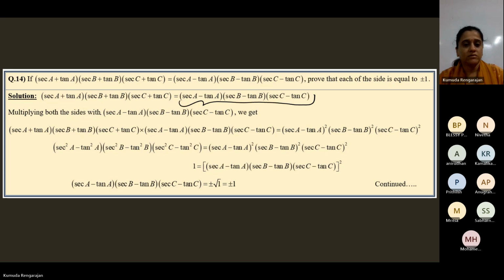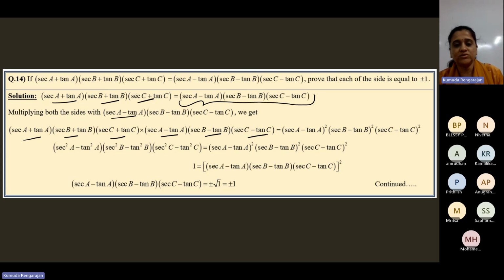So here also we prove that each side is equal to plus or minus 1. I've started by multiplying both the sides with the right hand side. When you do that, it is secant A plus tan A into secant A minus tan A, secant B plus tan B into secant B minus tan B, then secant C plus tan C into secant C minus tan C, right?